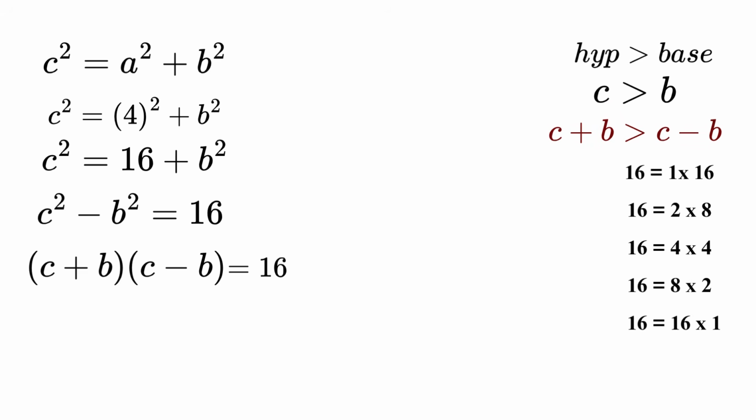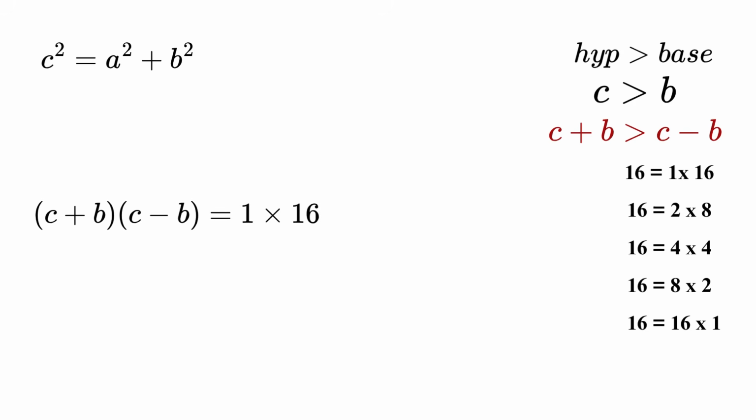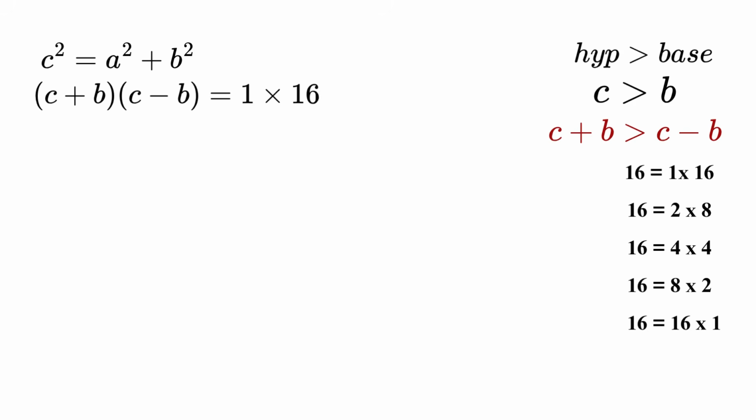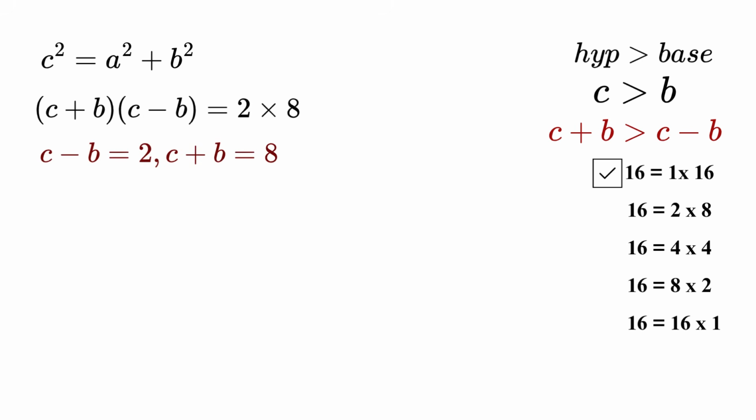Now, let's examine each factor pair and see which ones satisfy this condition. First, let's check 1 times 16. If c minus b equals 1 and c plus b equals 16, does this work? Yes, because 16 is greater than 1, so this satisfies our condition. Next, 2 times 8. If c minus b equals 2 and c plus b equals 8, does this work? Oh yes, 8 is greater than 2, so this also works.